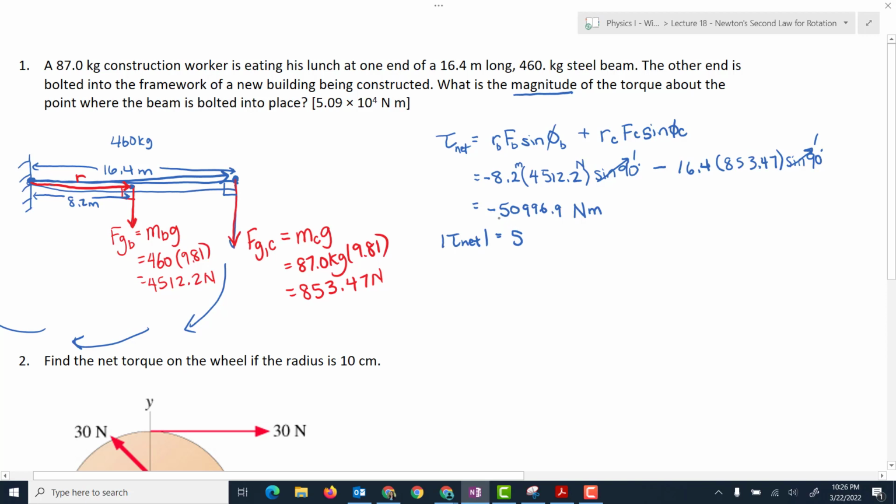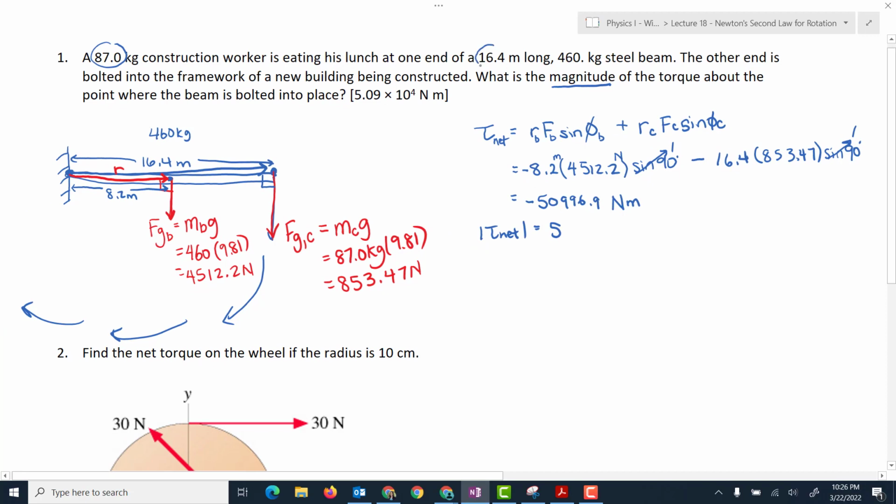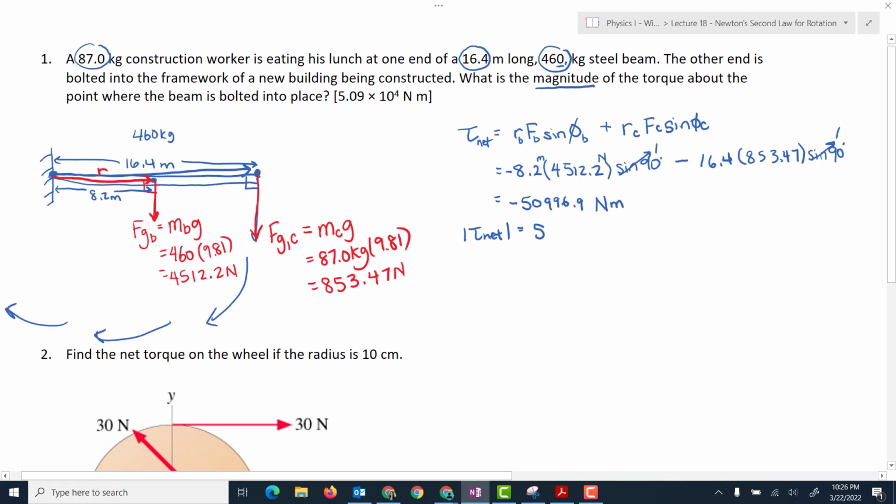Okay, I'm going to look at significant figures here. There are 3 here. There are 3 here. There are 3 here because this decimal tells me that the 0 is significant in this case. So my answer should have 3. So 50996.9 would become 5. Well, the 09 would round up to become 10, times 10 to the 1, 2, 3, 4 times 10 to the 4 newton meters.